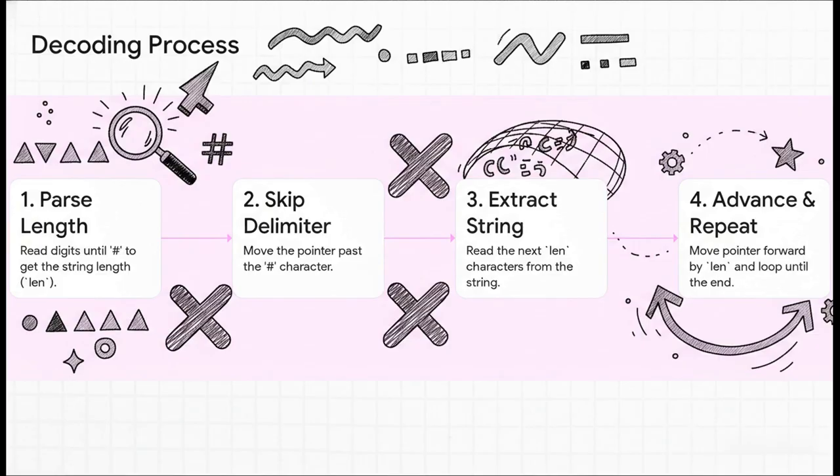Let's say it was 5. So you just grab the next 5 characters from the string. Boom, that's your first word. Finally, you move your pointer past that word you just grabbed, and you start the whole process over again, right from where you left off. You just repeat that until you hit the end of the string.